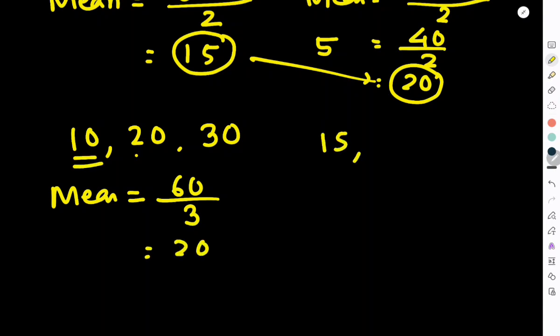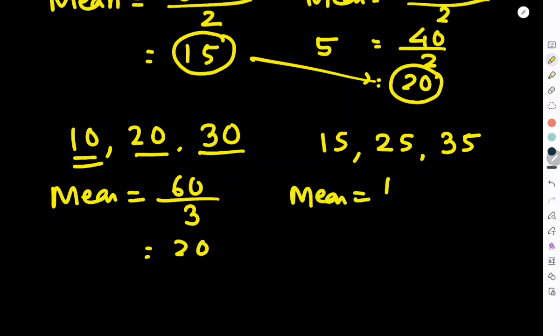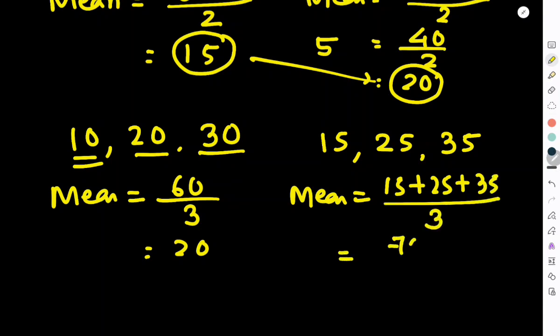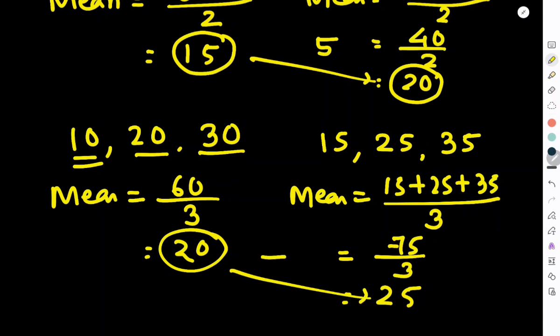10 will become 15, 20 will become 25 and 30 will become 35. And then if I find the new mean, I have to add them: 15 plus 25 plus 35 by 3, right? So that's 40, 75 by 3 is again 25. As you can see, my original mean was 20, new mean is 25, again the mean has increased by 5.